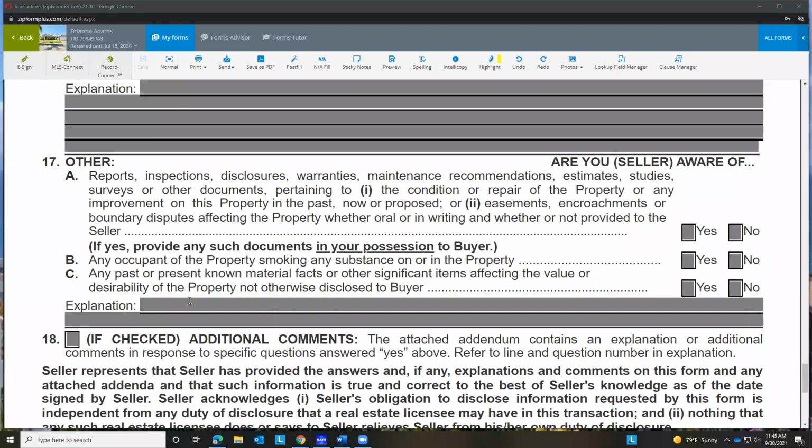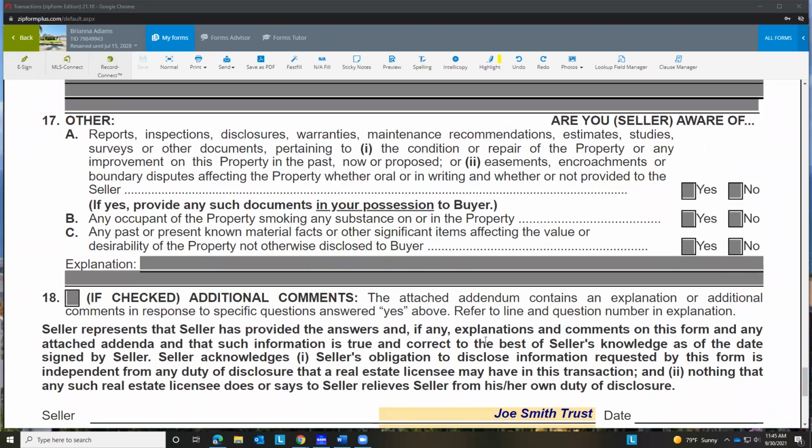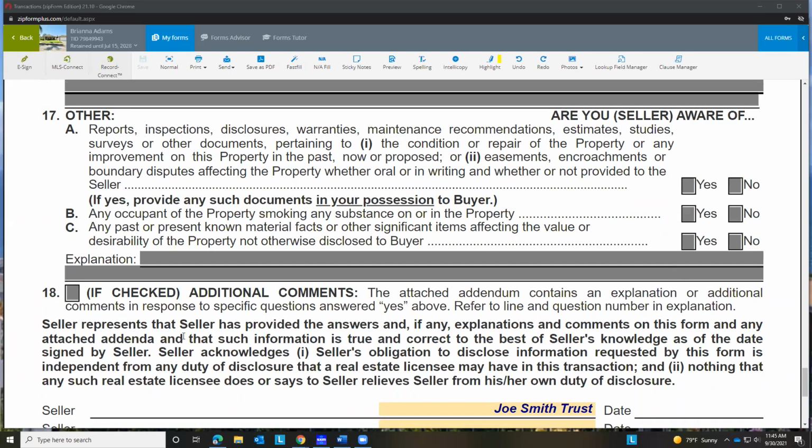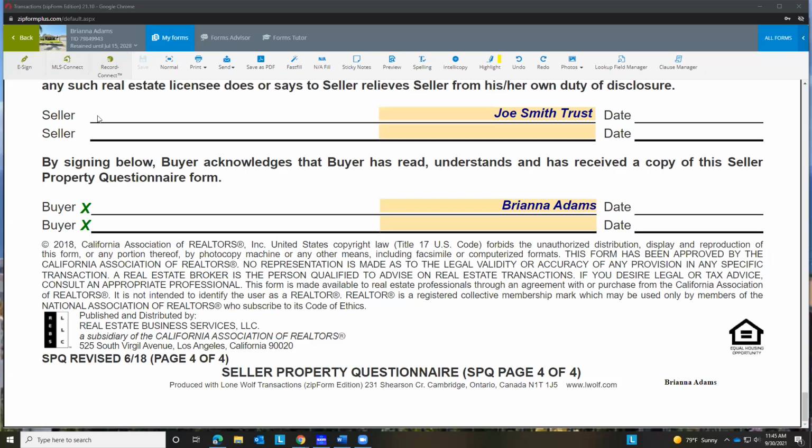Any past or present known material facts or other significant items affecting the value, desirability of the property not otherwise disclosed to the buyer. Yes or no. If you have a list that you've attached to this, or addendum, check this so that the buyer knows. Seller signs and dates, buyer signs and dates. And that is probably the first or second most important form. We are at 11:45, so let's bang through the rest of these.